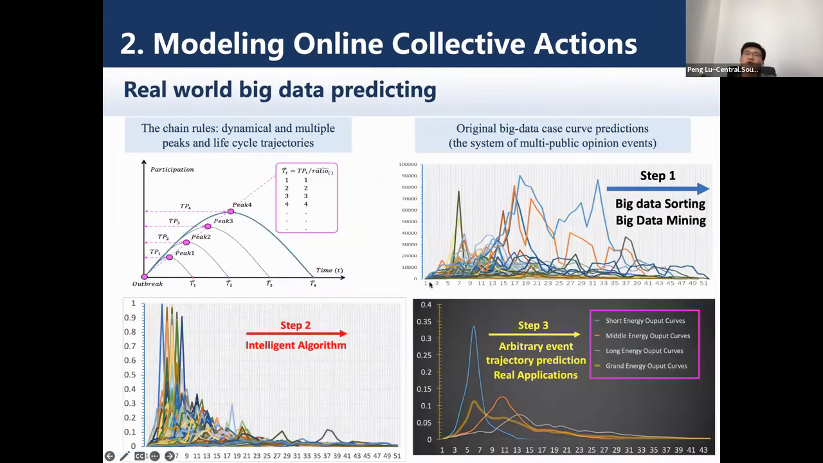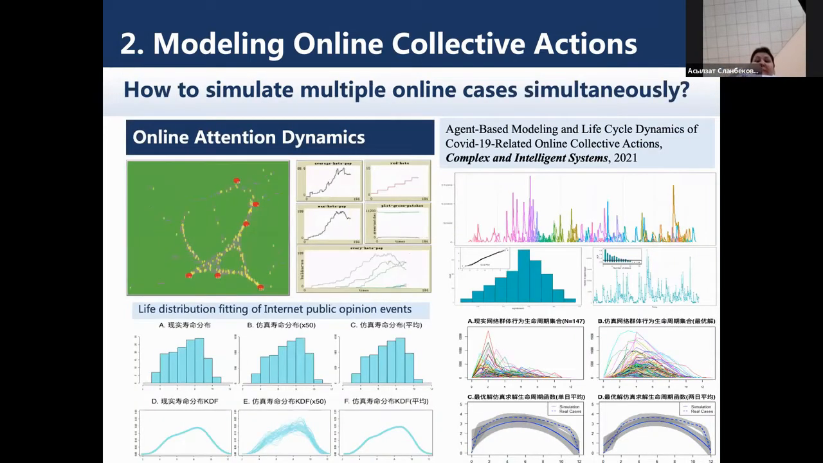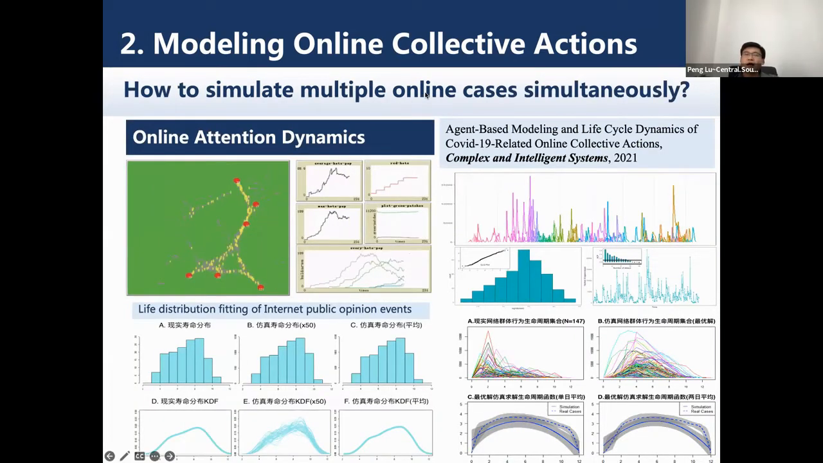Yeah, so we are using these four parameters to predict online collective actions, and we are cooperating with some big data companies to do this. The other question is how to simulate multiple online collective actions for the internet, for cyberspace.